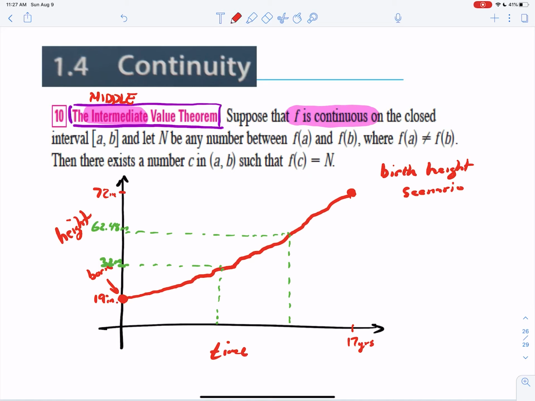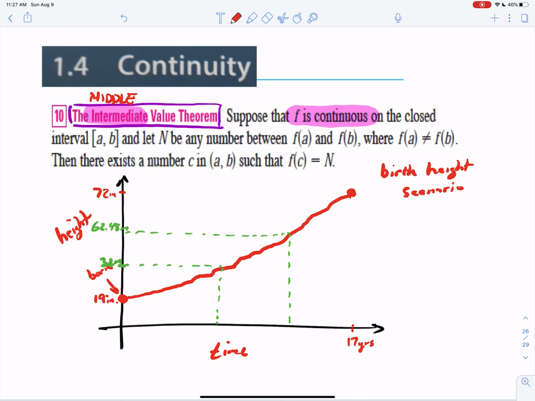Middle. Okay? So Jennifer is guaranteed to have hit every single inch in between. Okay? Now, is Jennifer guaranteed to be 84 inches tall based on this graph? No, because 84 is exceeding the 72-inch mark, right? Now, based on this real situation, that's probably not plausible, okay?